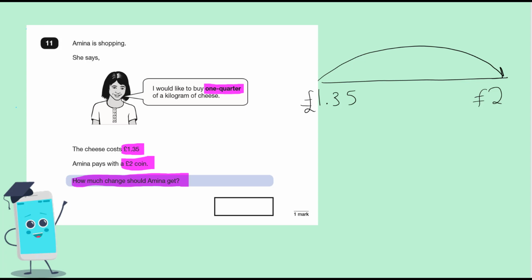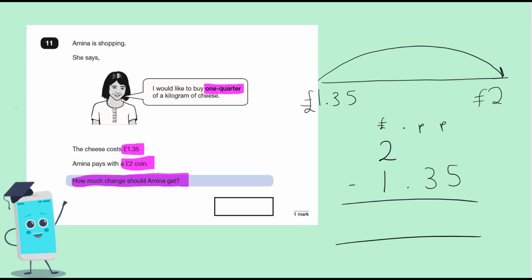Now when I'm setting out my £2, I could write a pound symbol at the top, that's my pounds, take away £1.35. So these could be my pennies. So what I would need to do is to also fill in my blank spots. £2 has £2 and no pennies. So now I could begin to calculate.